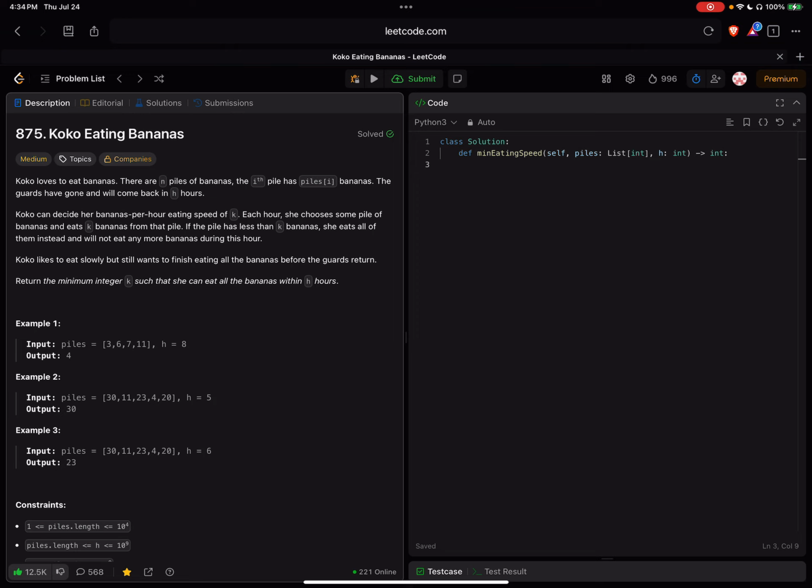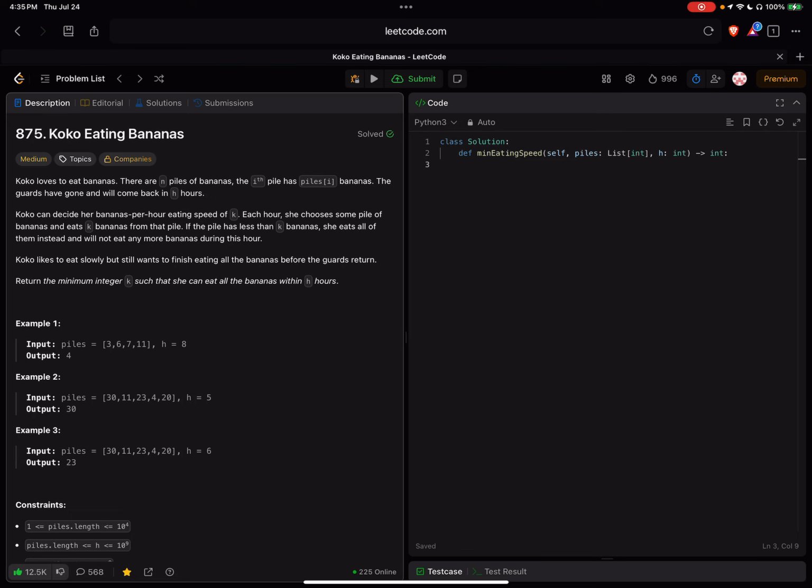The problem that we're tackling today is 875, Koko Eating Bananas. The problem states that Koko loves to eat bananas. There are n piles of bananas. The ith pile has piles[i] bananas. The guards have gone and will come back in h hours. Koko can decide her bananas-per-hour eating speed of k. Each hour, she chooses some pile of bananas and eats k bananas from that pile. If the pile has less than k bananas, she eats all of them instead and will not eat any more bananas during this hour.